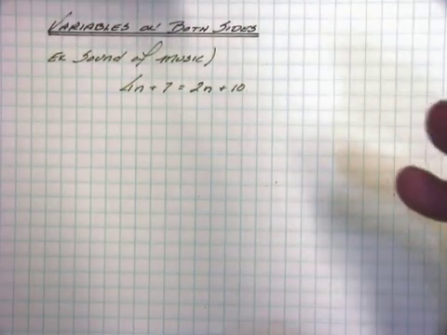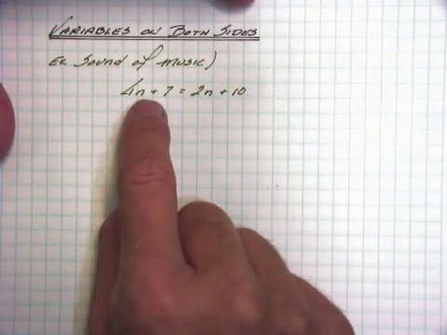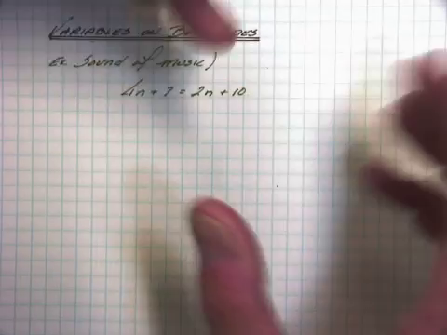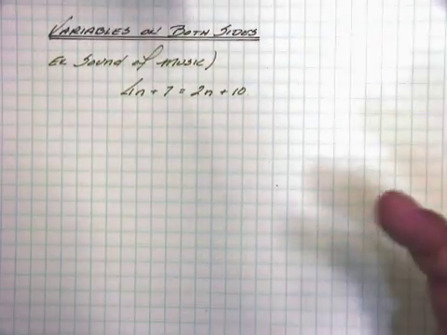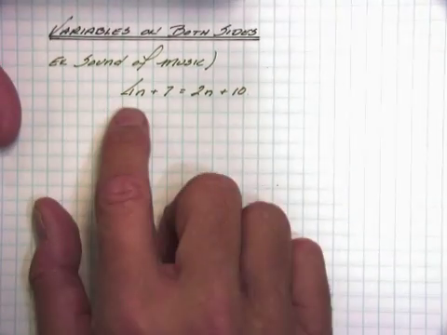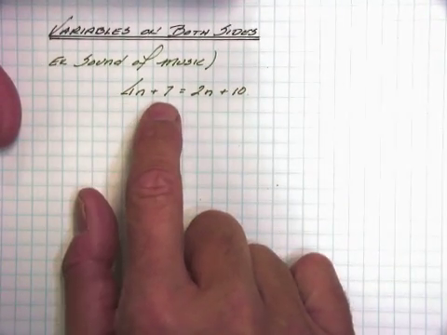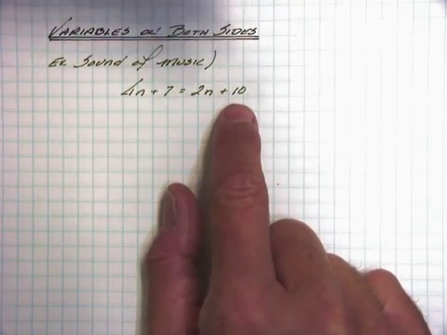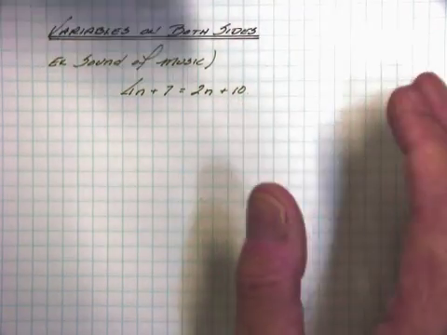What you want to do conceptually is get all the n's on one side of the equal sign and all the constant numbers on the other side, and then you can solve it. You can start that four different ways. You can subtract 4n from both sides, you can subtract 7 from both sides, you can subtract 2n from both sides, you can subtract 10 from both sides.